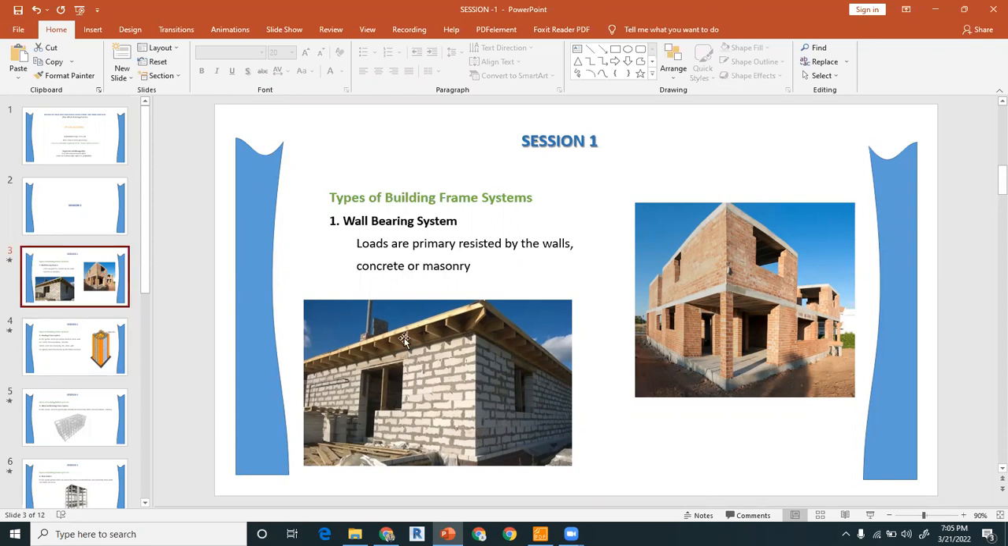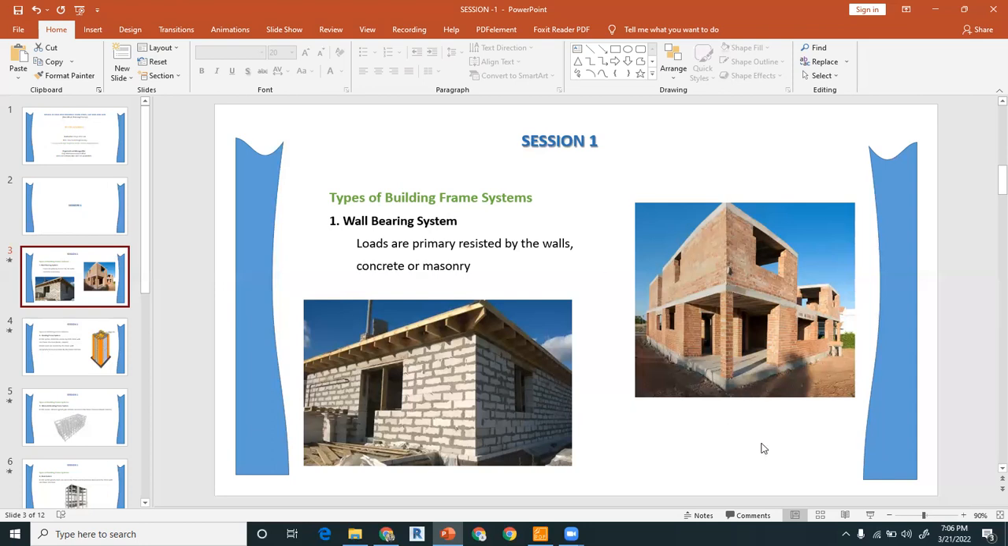You can see in the figures, on the left side, the wall bearing system, in which all of the loads will be resisted by these blocks, which are concrete blocks. And this wall bearing system can be made of brick masonry or concrete block masonry. And you can see on the right side of the figure, the system is the wall bearing system, in which all of the loads are resisted by the walls.